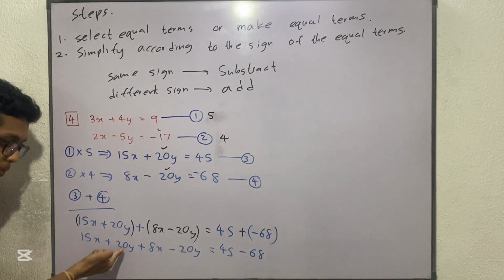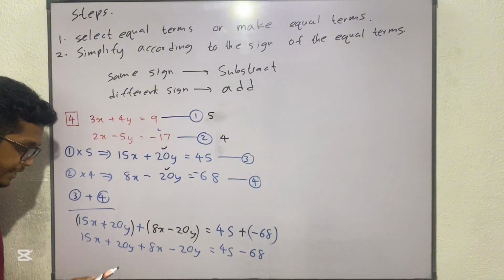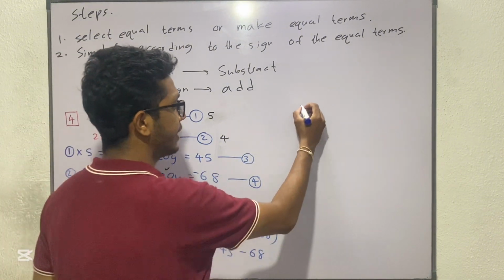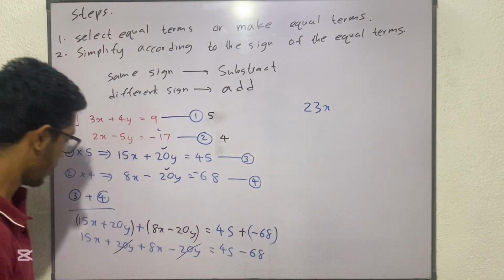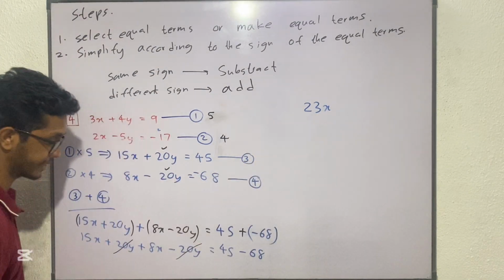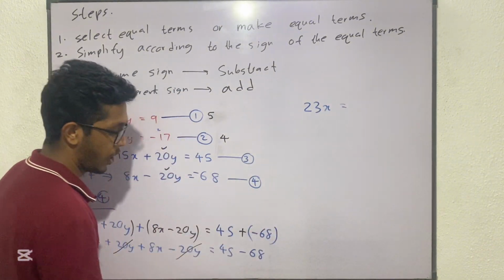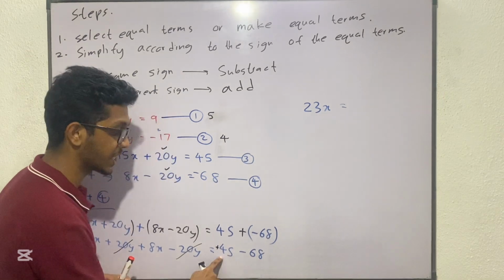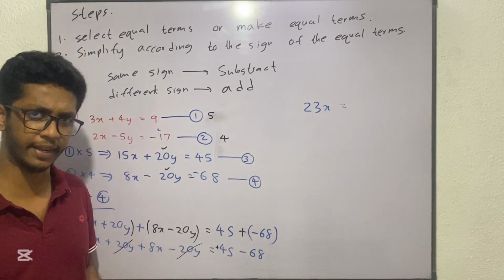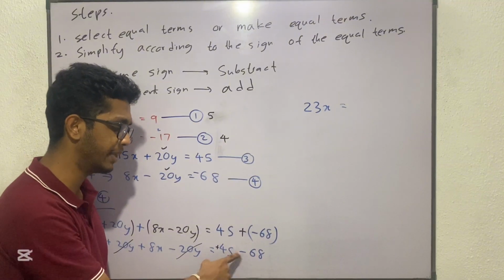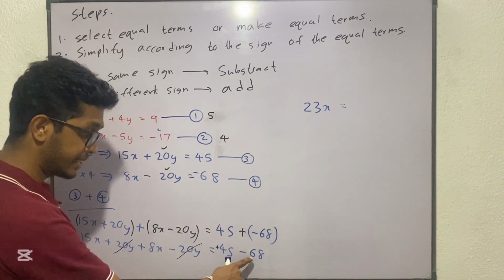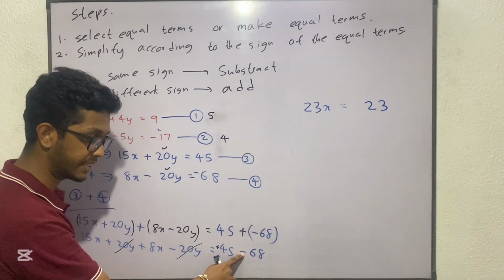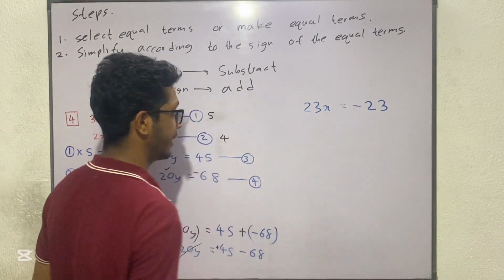Now what happens? Plus 20y and minus 20y get cancelled. 15x plus 8x, I get 23x. That is equal to 45 minus 68. Here the sign of 45 is plus. When we have different signs, we subtract the smaller value from the bigger one and we put the sign of the bigger value. 68 minus 45, we get 23. The bigger value is 68 and its sign is minus. So this is minus 23.